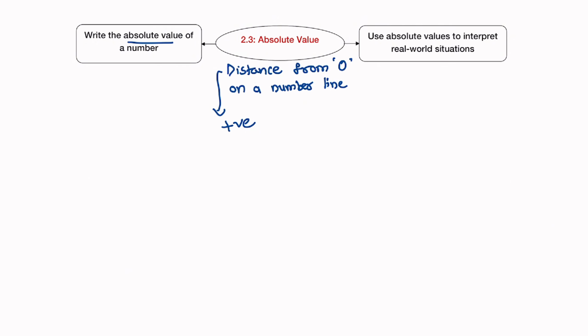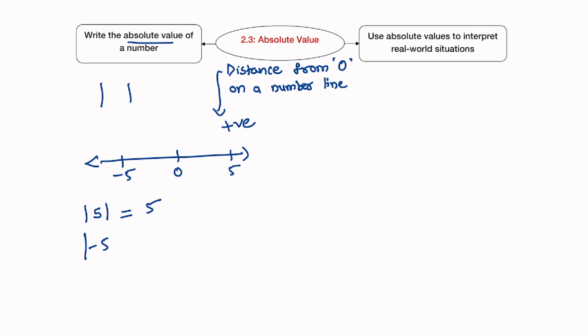So now let's understand how this works. We have a number line here. We have 0 here. Let's say 5 is here, and we have minus 5 here. What's the absolute value? To write absolute values, we use this symbol and we write the number inside it. So we say the absolute value of 5 is 5 and the absolute value of minus 5 is also 5. Do you see that?